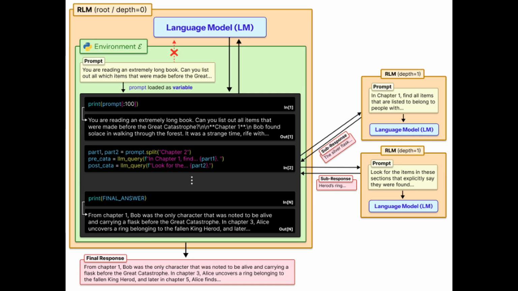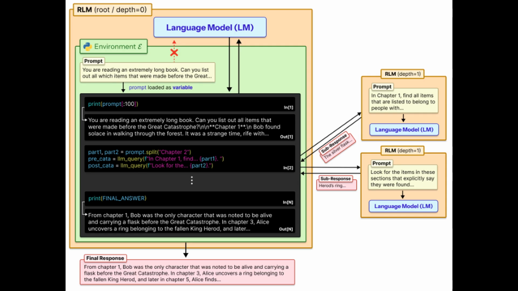So what we're seeing here is that the RLM doesn't try to directly process the entire prompt. Instead, it loads the prompt as a variable in a Python REPL, which is basically an interactive programming environment where you can execute code line by line. And that's crucial because it means the model isn't limited by its fixed context window. The prompt exists in this external environment, and the model can write code to selectively access and process parts of it.